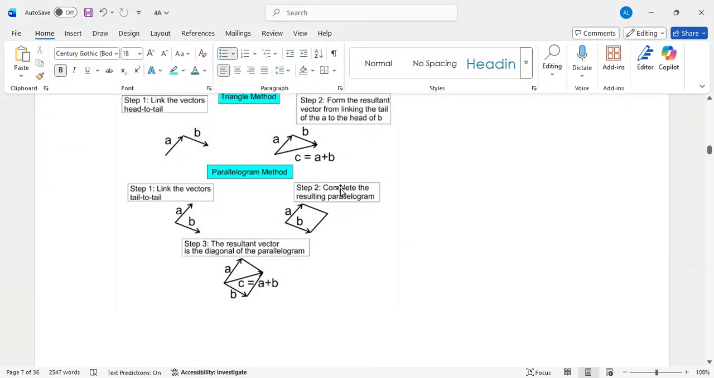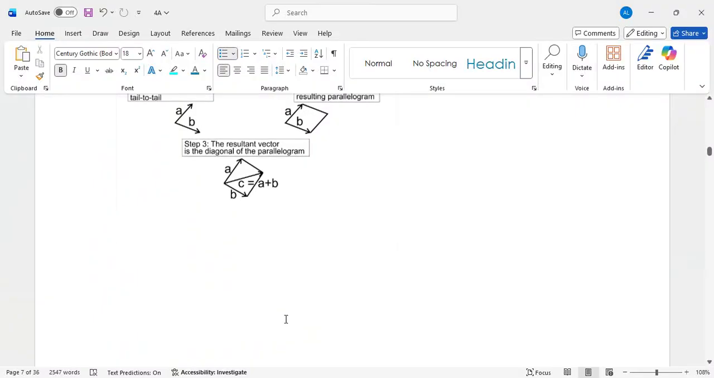The parallelogram method is also very important. Link the vectors tail to tail to complete the resultant parallelogram. So this is the parallelogram: two parallels, one diagonal. The resultant vector is the diagonal. C here is the resultant vector on both the sides, and that is the R.